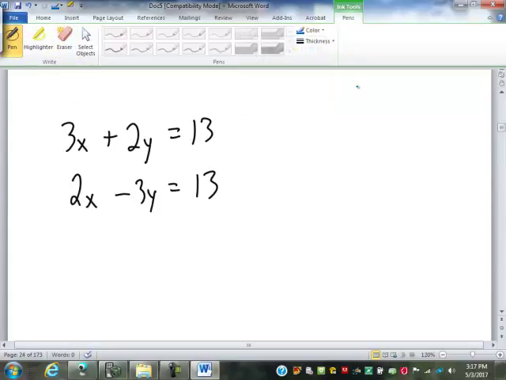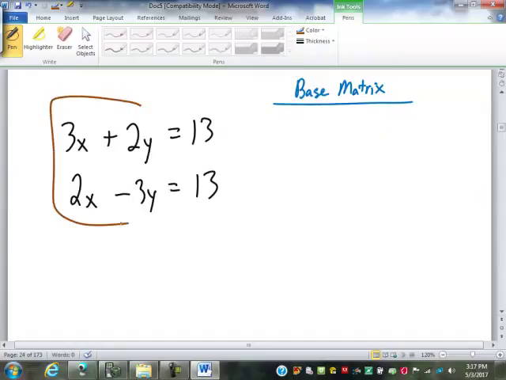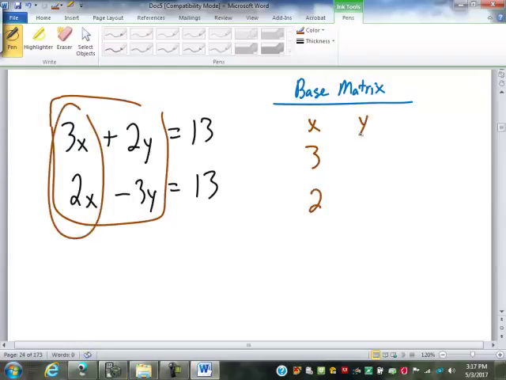For this system of equations, I'm going to define 3 matrices. There's something called a base matrix. The base matrix is just the coefficients of the variables, the x's and the y's. So it's literally the coefficients of the x's first. So I've got 3 and 2 here. The coefficients of the y's go next. That's 2 and -3. There's my matrix.